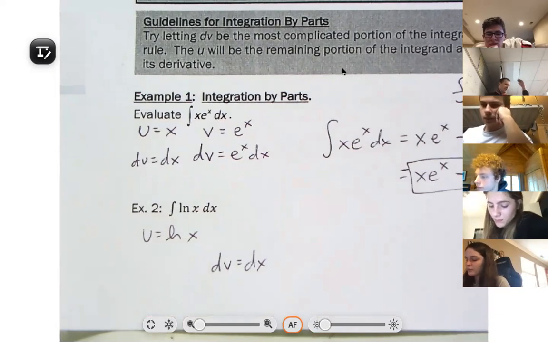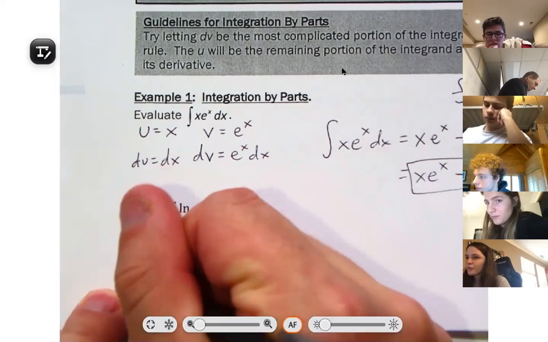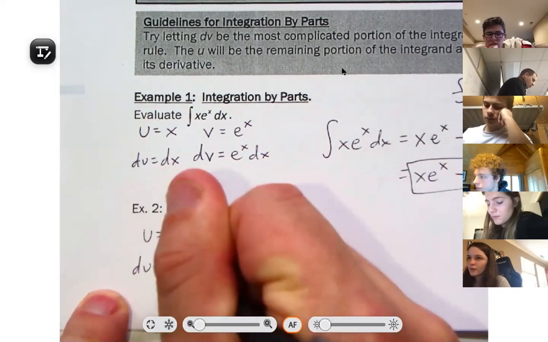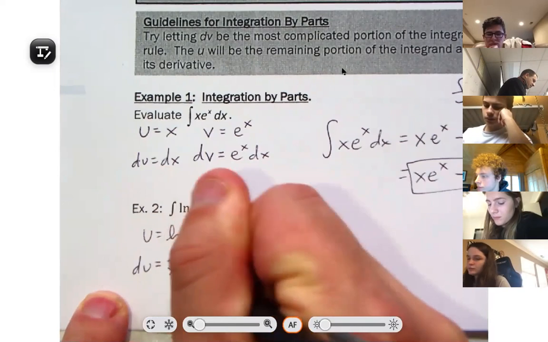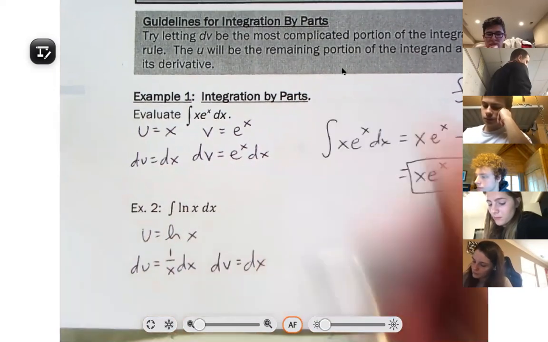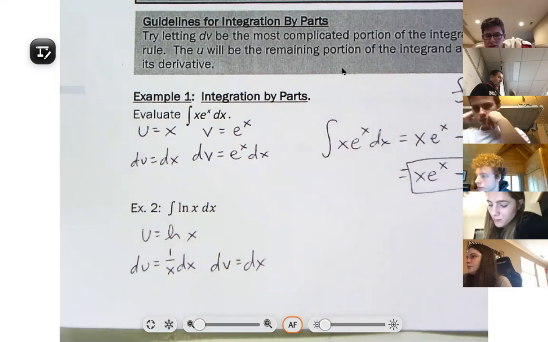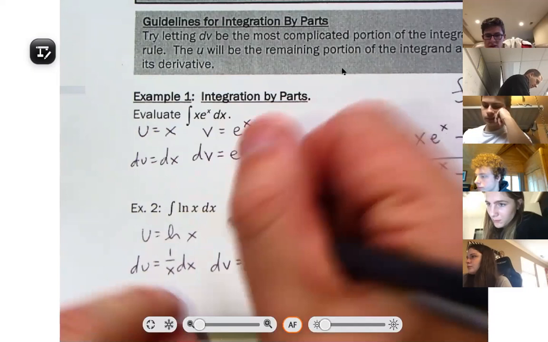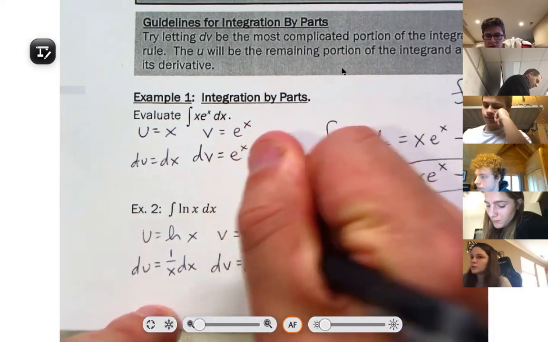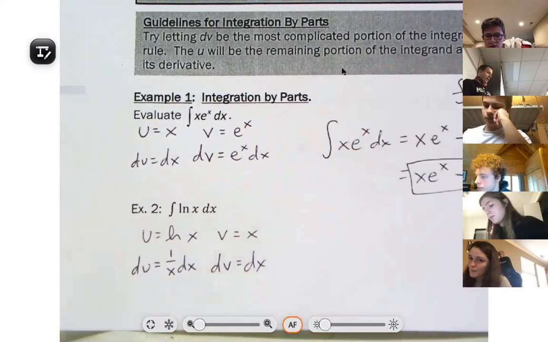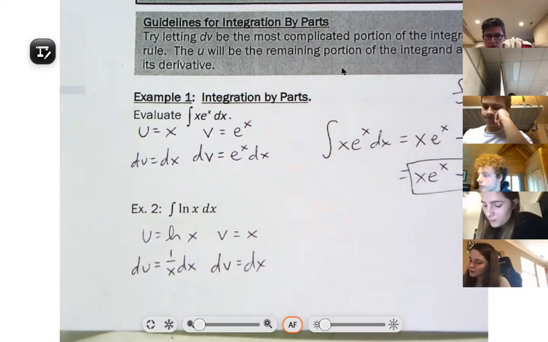I differentiate the left side, I integrate the right side. So du is 1 over x dx. Hopefully you remembered, I spoiled it, but the derivative of natural log of x is 1 over x. Integrate the right side. So v equals x. And then away we go. Just integrate the crap out of this.